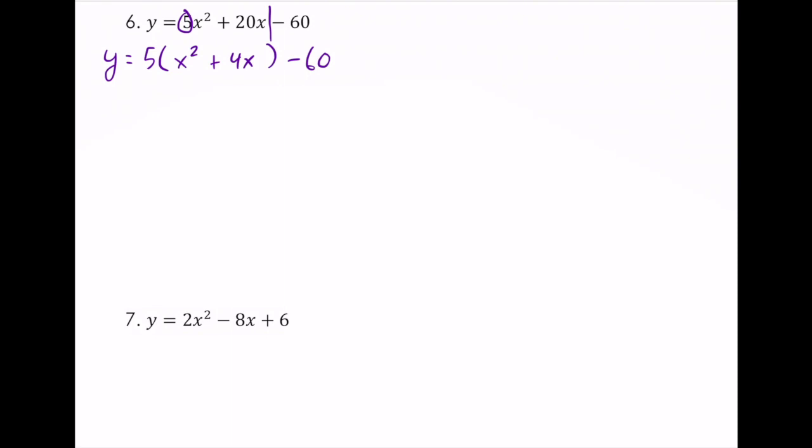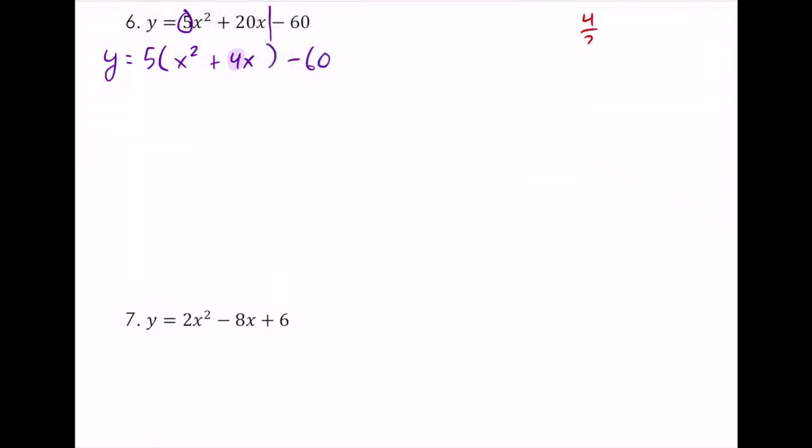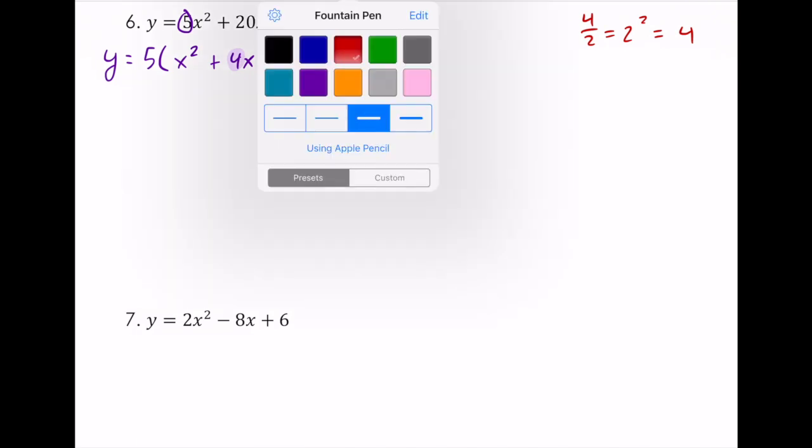Only after we've done this, we have x squared by itself and we can look at the number in front of x. That's 4. So that's the number we're going to divide by 2. We get 2 and square it. 2 times 2 is 4. So 4 is the number that we're going to add and subtract into our equation.